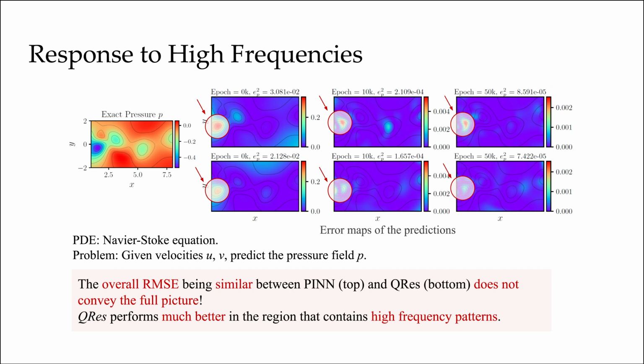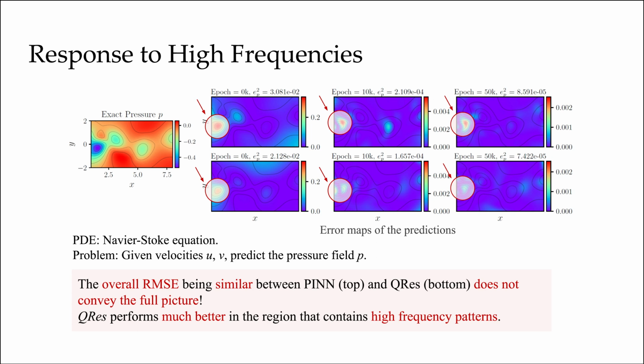Therefore, by only looking at the overall RMSE shown on the title of each plot, both models performed really well. However, this can be misleading if we do not plot the error maps. We can see that the PIN failed to digest the high error region in the high-frequency area, while on the other hand, the QRES performs much better in the region that contains high-frequency patterns.